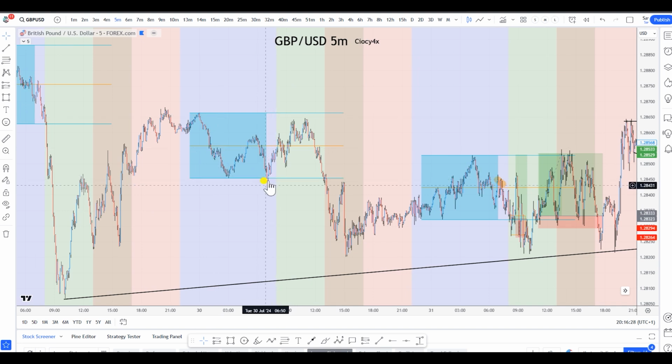By the way, sometimes during Frankfurt this happens as well, but this is something I'll leave for another day. Now this is just focusing on London and New York. Look at this. Price comes over here. So the ideal play here would have been this: taking out the Asian high and then going to the downside.